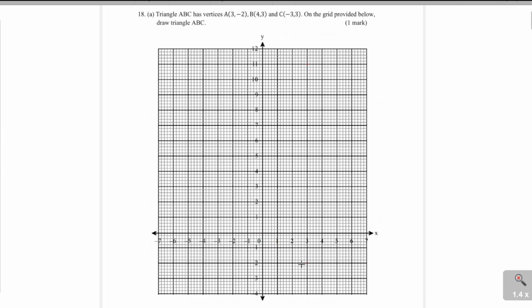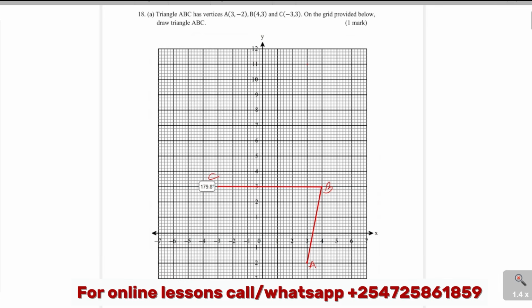So A, (3, -2) is here. That is A. Then B (4, 3) is here. And C is (-3, 3), here. That is where C is. From there, you just need to join those points to get the triangle. So from A to B, then from B to C, then C to A. Use a ruler for these. So like that. Gives one mark. We proceed to the other question.